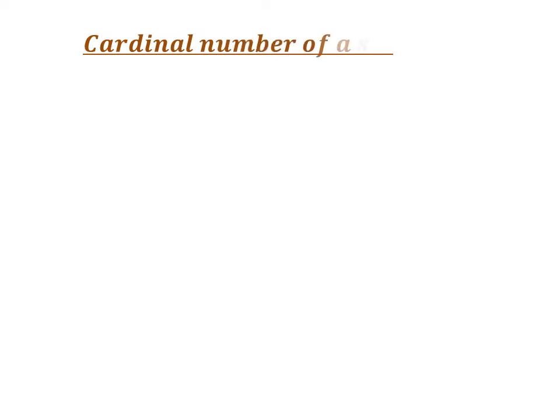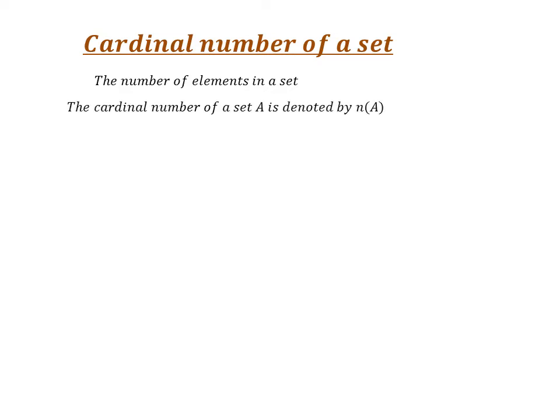Next one, cardinal number of a set. The number of elements in a set. Cardinal number means nothing but the number of elements in a set. For a set containing 3 elements, the cardinal number of a set, n of A, is equal to 3. So, the cardinal number of a set A is denoted by n of A. Example, A is equal to a, b, c, d, 4 elements are there. So, n of A is equal to 4.